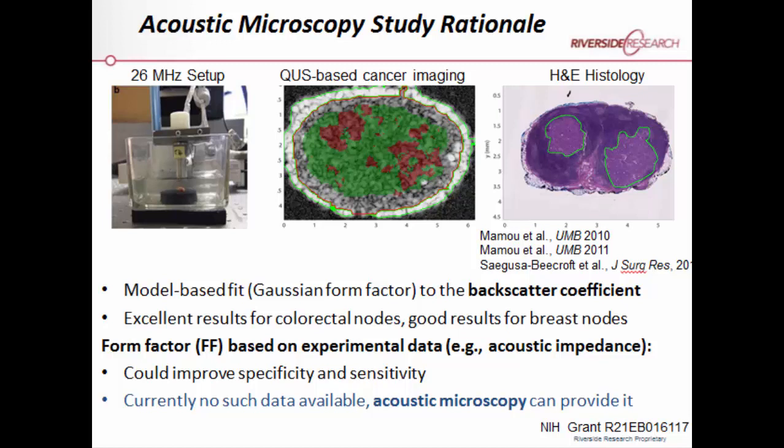And the idea would be, instead of using some kind of a naive universal form factor, could we get the form factor from experimental data? And of course, we're thinking we can do that from acoustic impedance. And the idea is that maybe with this more tissue-specific form factor, we could improve specificity and sensitivity. And of course, at the moment, there's very limited data to do that, but we're thinking that acoustic microscopy can provide it.